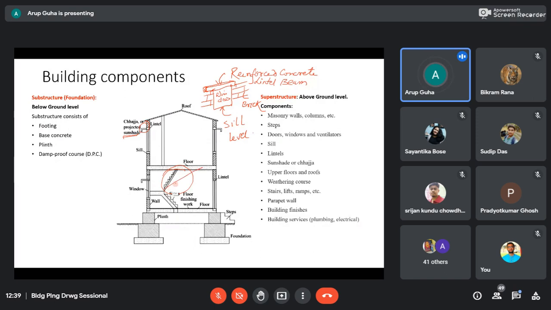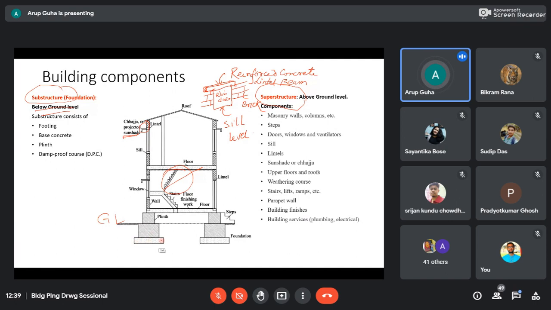Stair should be something like this. If I draw it roughly, here actually below the ground level, this is your ground level. Below ground level, whatever we have is substructure. Above ground level, whatever we have, that is superstructure. So what is below, that is footing.